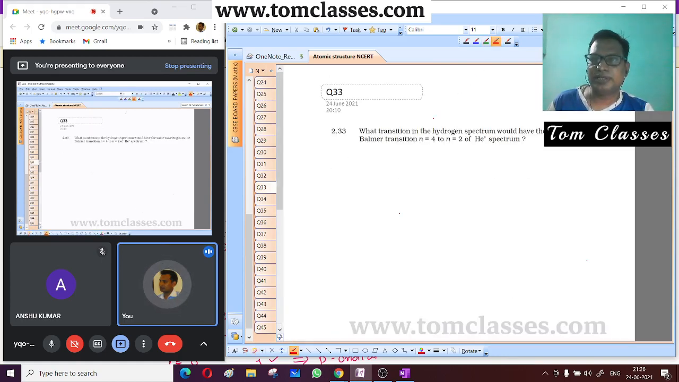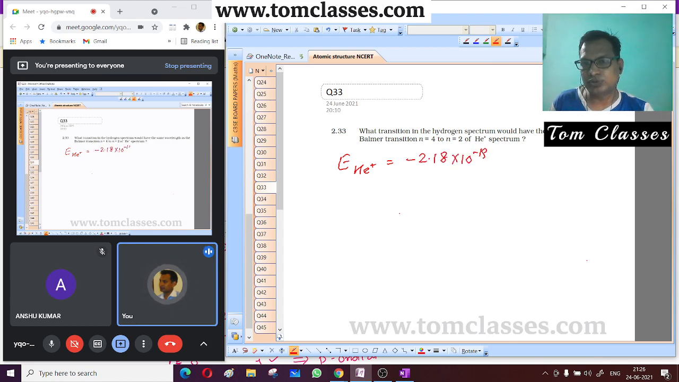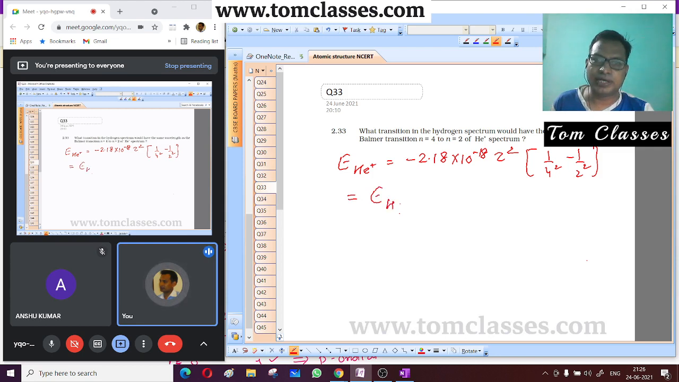Okay, if we look at this, you can say the energy of the helium He+ ion will be minus 2.18 into 10 to power minus 18 joules times Z square times (1 by 4 square minus 1 by 2 square), right? So that's what it is, and the same energy will be associated with hydrogen. So that is going to be minus 2.18 into 10 to power minus 18.